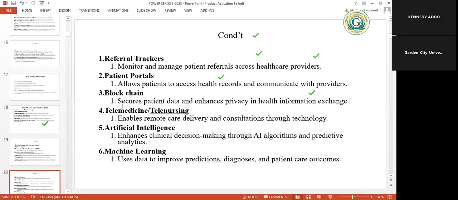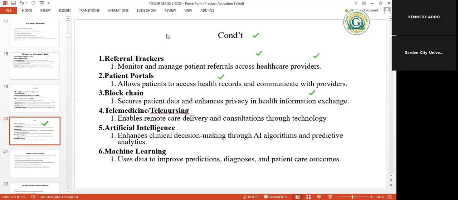Then we move on to referral trackers. We monitor and manage patient referrals across healthcare providers. But at the moment, the system that we have consists of facility-based electronic health records. It doesn't transcend borders. When I say it doesn't transcend borders, it means that you are unable to refer cases beyond where we are.